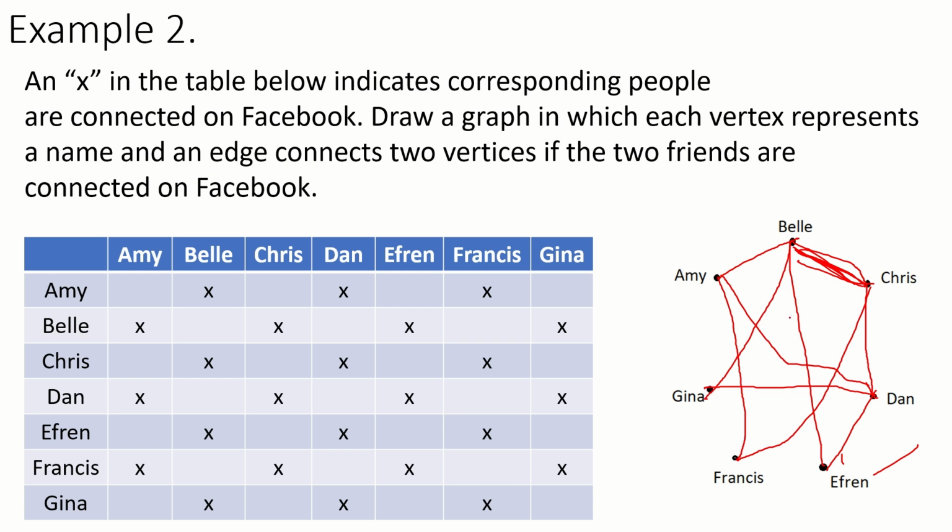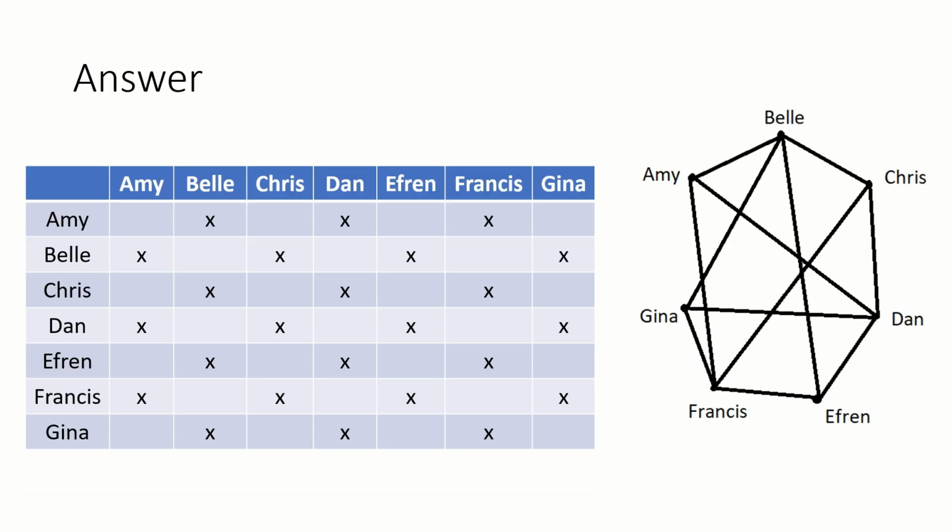Next, we have Efren and Belle, done. Efren and Dan, so we're done. Efren and Francis. So we have this, Efren and Francis. Next, Francis and Amy. Francis and Chris. Francis and Efren. Francis and Gina. The last one, we have Gina and Belle. Gina and Dan. And Gina and Francis. So therefore, this is now our graph for this one. So they look the same.